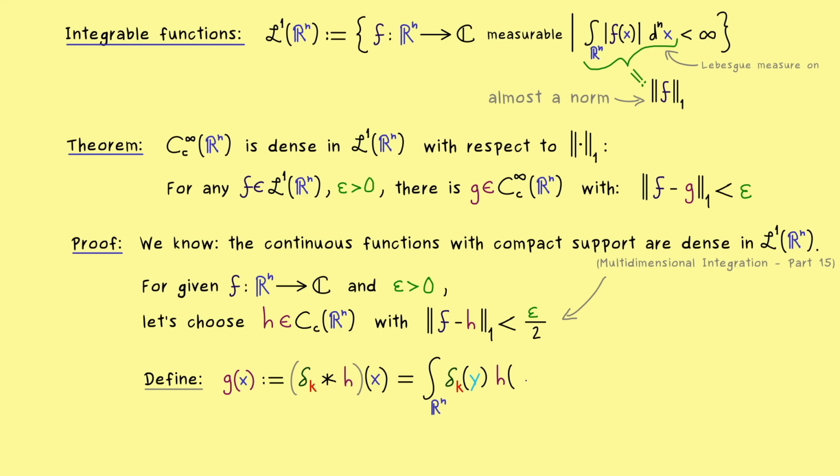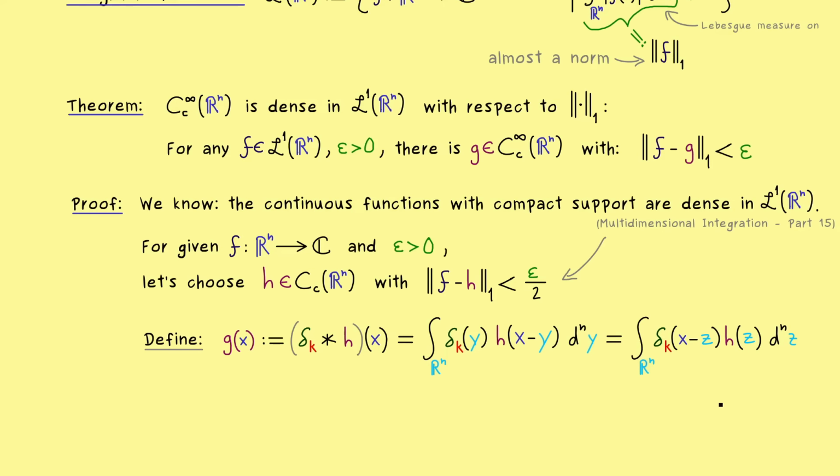However, the important part here is that the one function gets an input y, and the other function the input x minus y. So you see, the dependence on x is only inside one of the two functions. And in fact, the order of the two functions does not matter in the convolution because we can simply use a substitution to change the roles. Hence, we can equivalently integrate delta k of x minus z times h of z. And obviously, the name for the variable we choose for the integration does not matter at all.